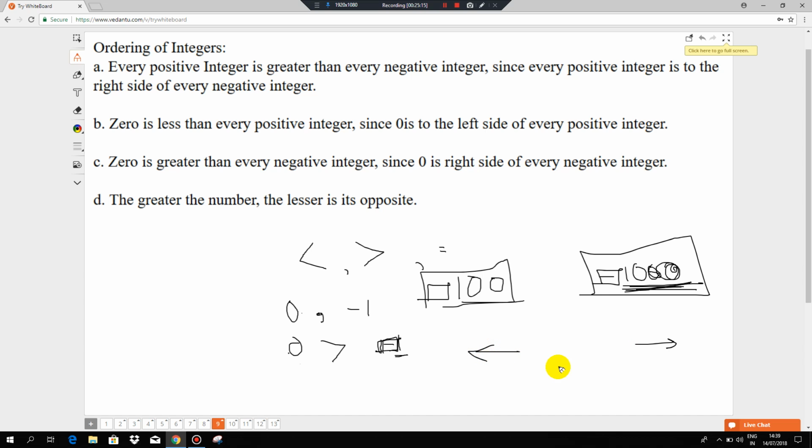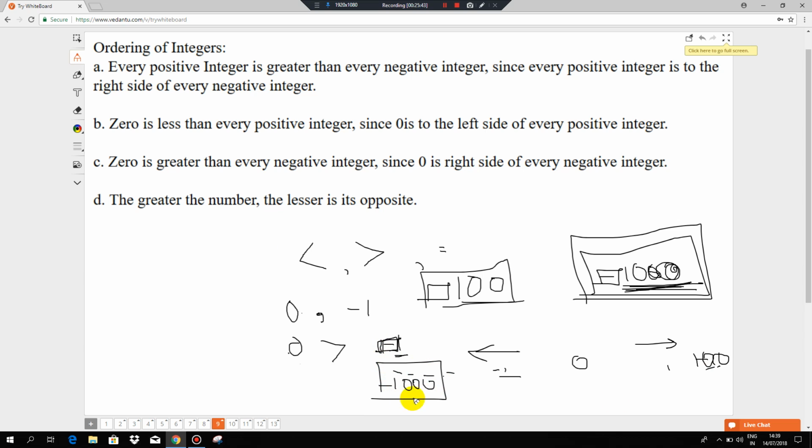100 is on the right side of minus 1000. Think that this is minus 1000 and this is 100. Of course, 100 is on the right side of minus 1000. So we put the greater-than sign, because numbers on the right are always greater than numbers on the left side, right?